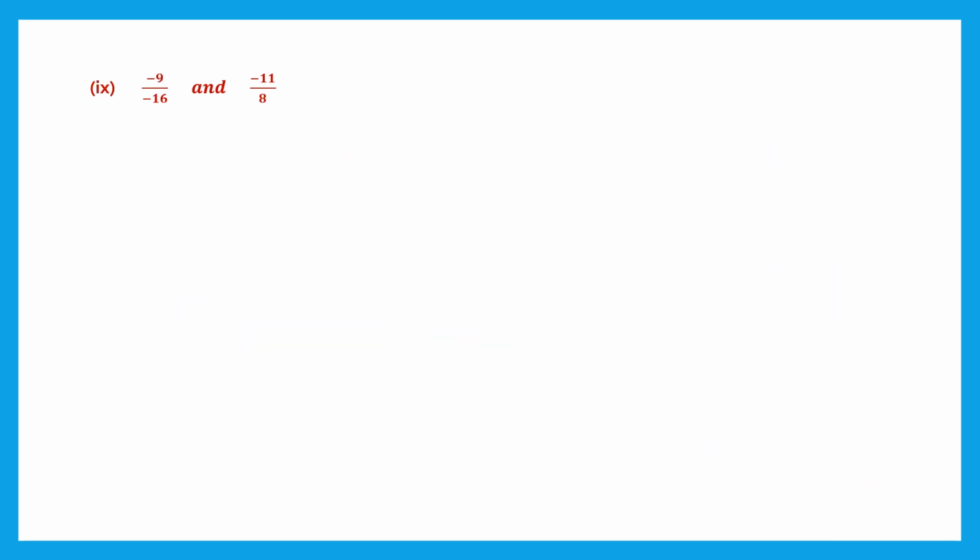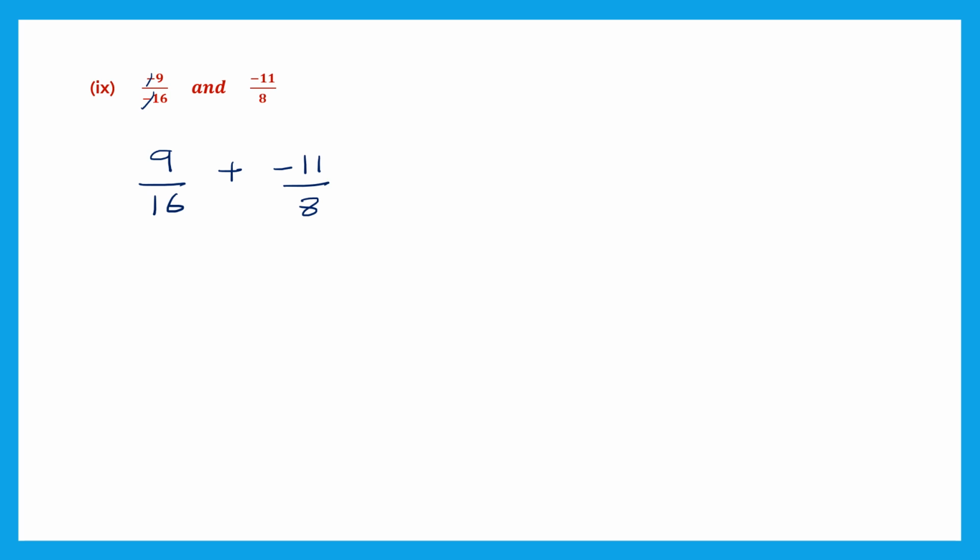Question 9. Minus 9 by minus 16. Denominator is negative, but the numerator is also negative. So we can cancel the minus signs. So what do we get? We get 9 by 16 plus minus 11 by 8.